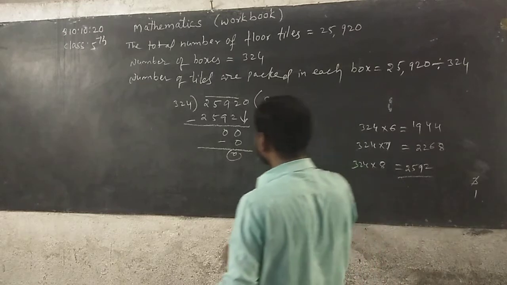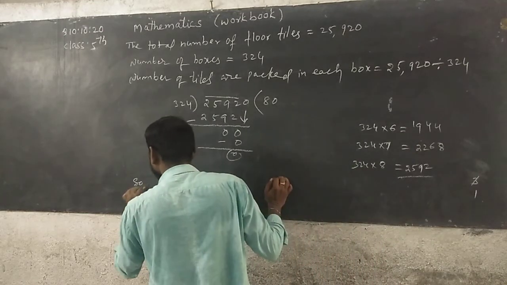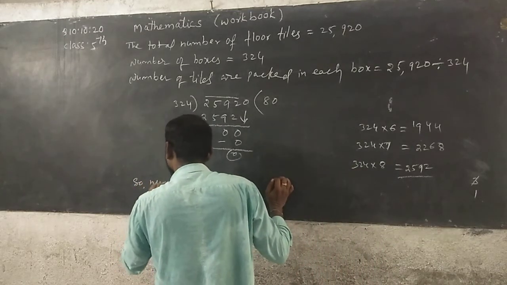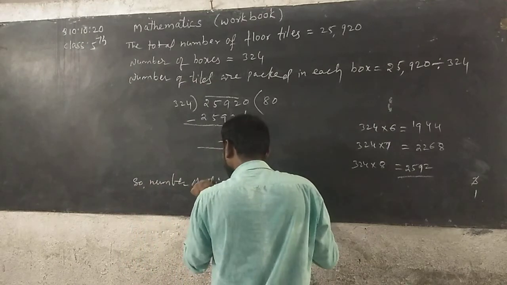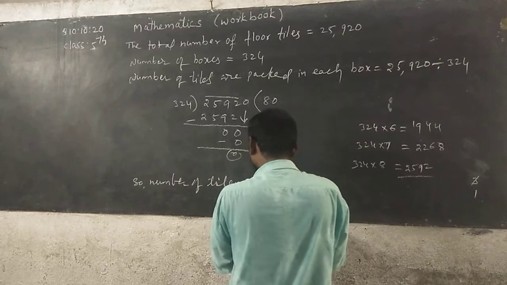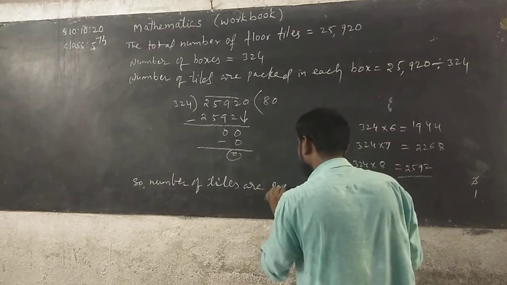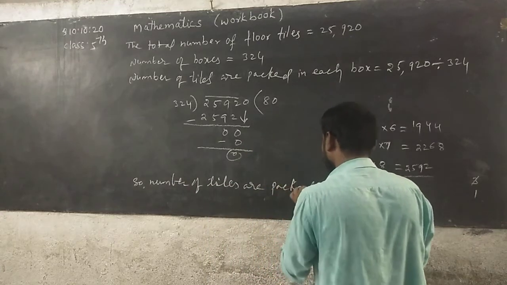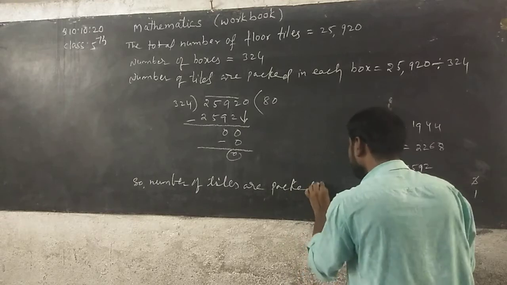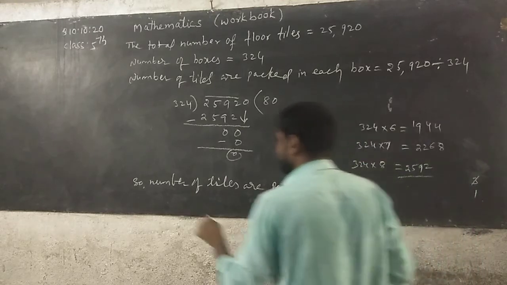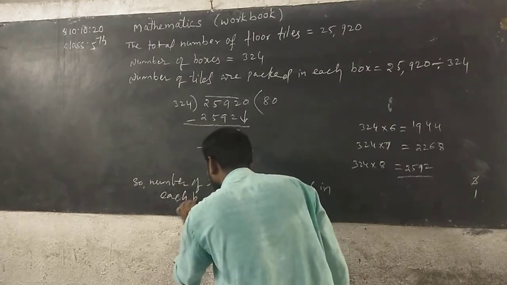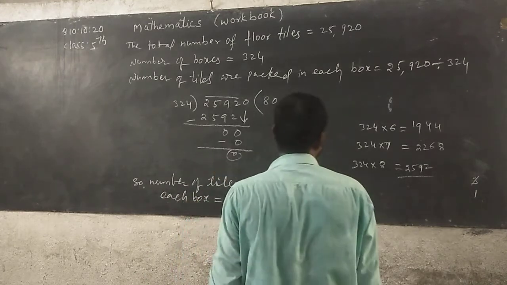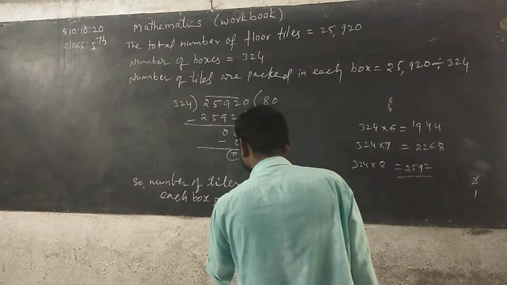So you can write here, the number of tiles packed in each box is equal to 88.